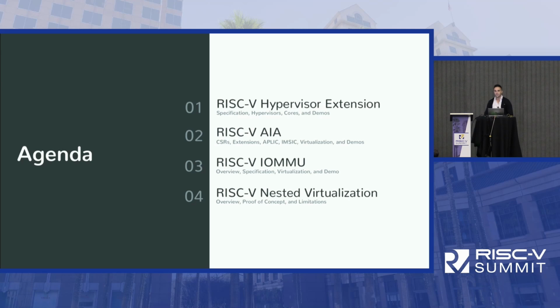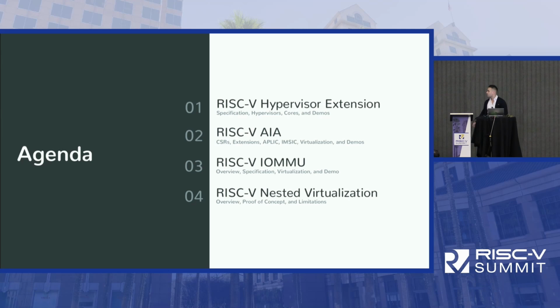already embedded this extension. And I will run a couple of demos and provide different pointers so that if you want to have a try, you can do it by yourself. The second part of this tutorial is the RISC-V AIA, the Advanced Interrupt Architecture. The idea is to cover the specification, as well as the different components of the specification, the APLIC, the IMSIC, to discuss a bit the virtualization, and also to run a couple of demos.